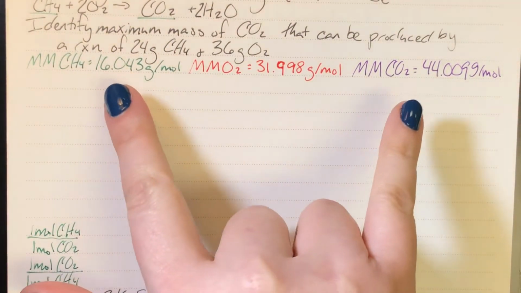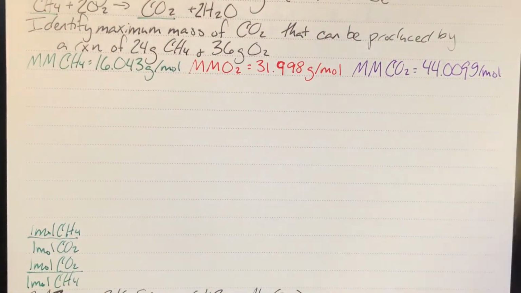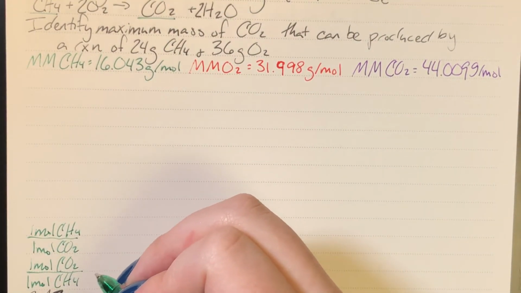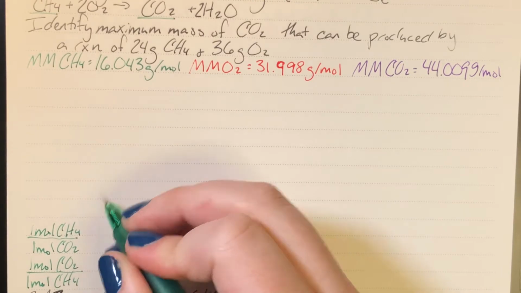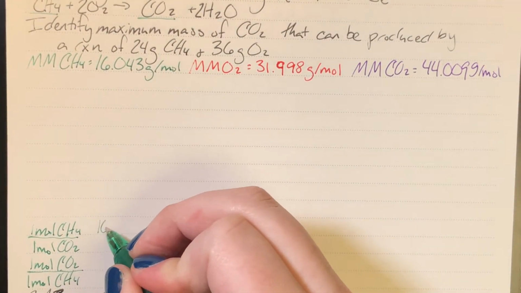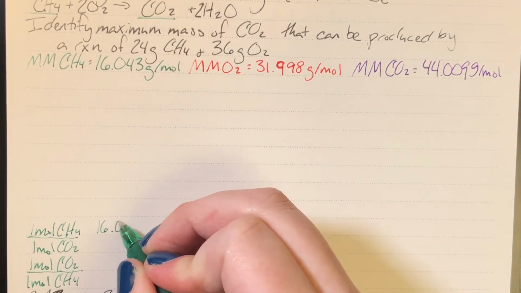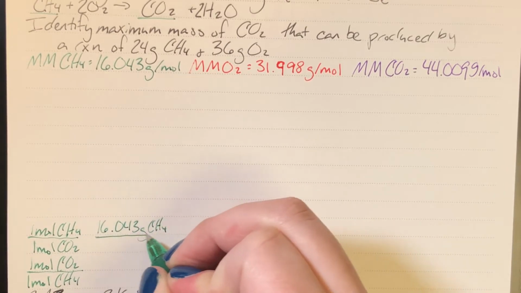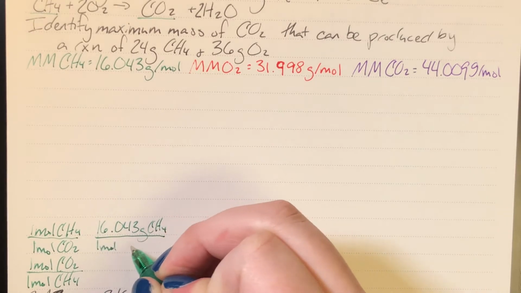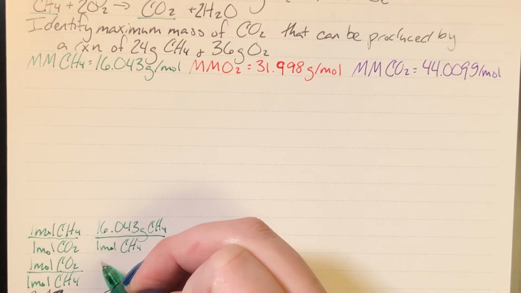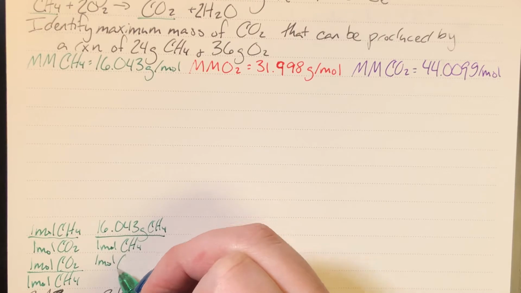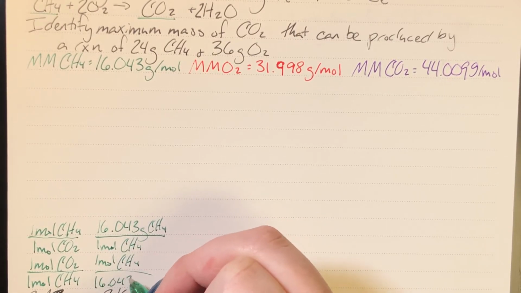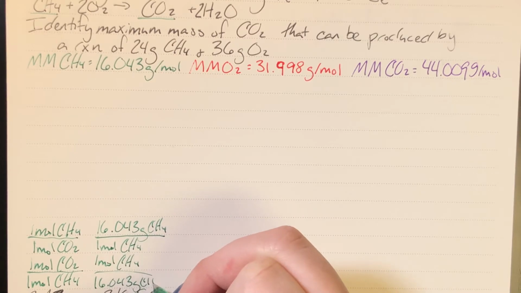I'm going to go ahead and establish the molar mass for methane, and I'm going to establish it in green as well, just so I know where to look. I already have it calculated, so I just need to write it out in conversion factor form. So 16.043 grams of methane for every 1 mole of methane, or for every 1 mole of methane, I'll have 16.043 grams of methane.